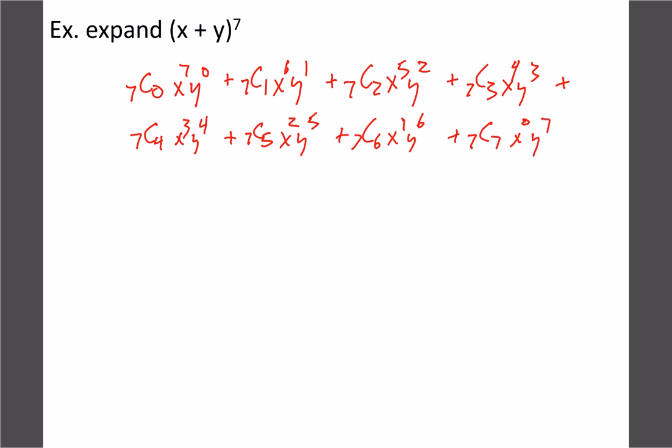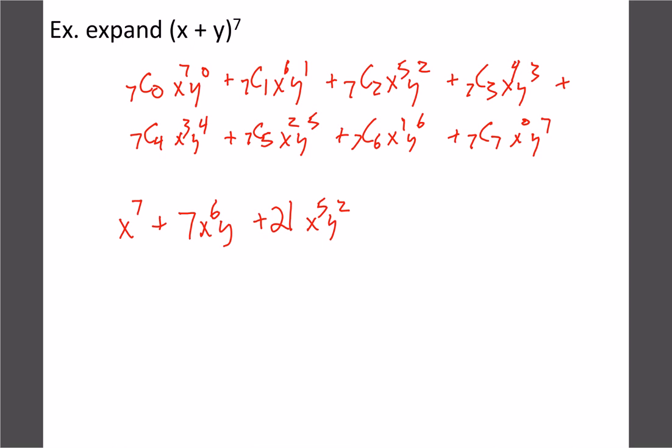So the pattern's pretty easy, and most people can get that pretty good. The only thing you want to do now is simplify these. So 7C0 is just 1, and we have x to the 7, and y to the 0, which is also 1. So we just write it as x to the 7. The next one would be 7C1, which is 7, x to the 6 y. 7C2 is 21, so we'd have 21 x to the 5 y squared.